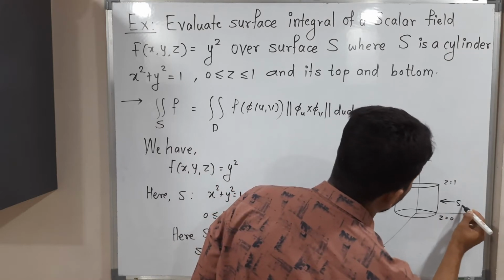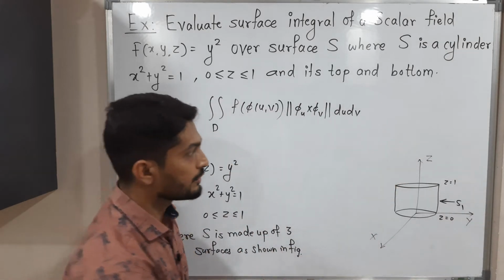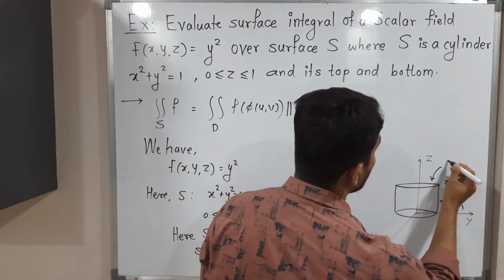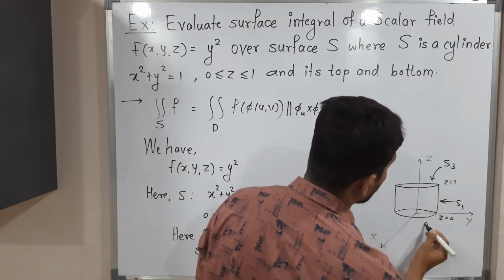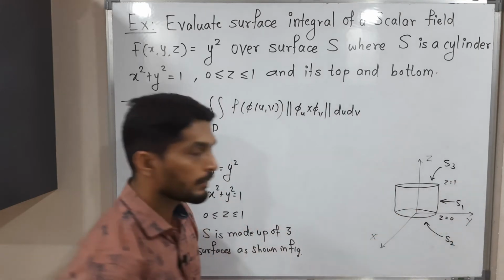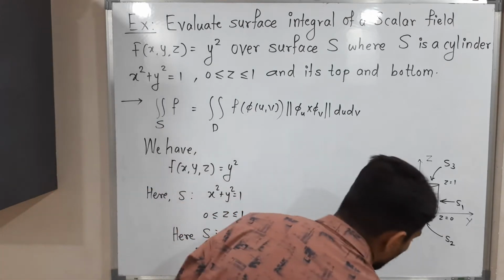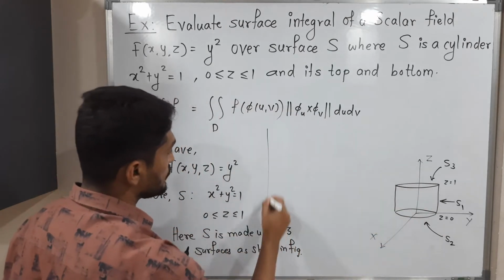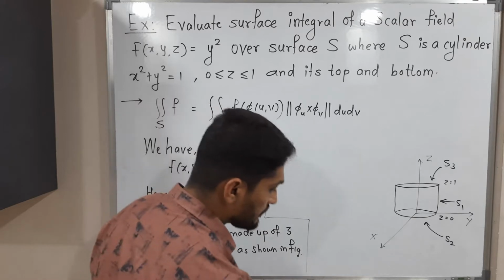Here we have S1, I am calling it S1, that curved surface. We will call the top S3, and at the bottom we have a surface, I am calling it S2.